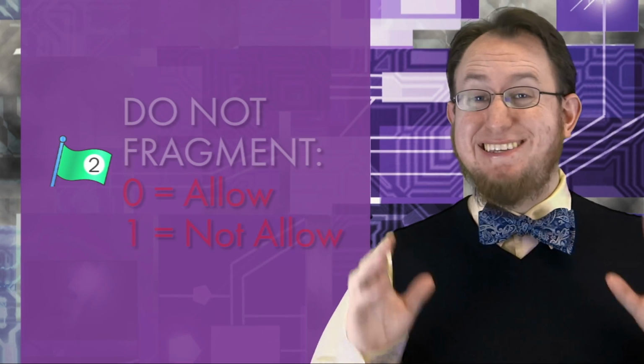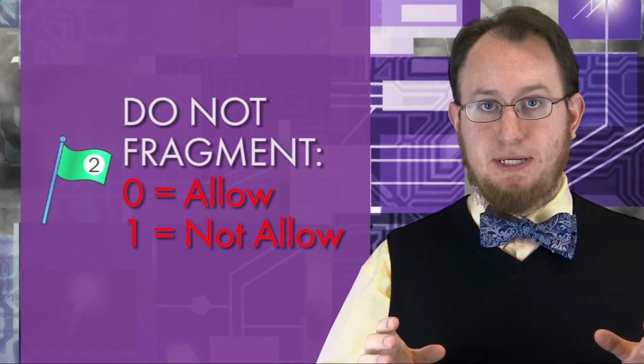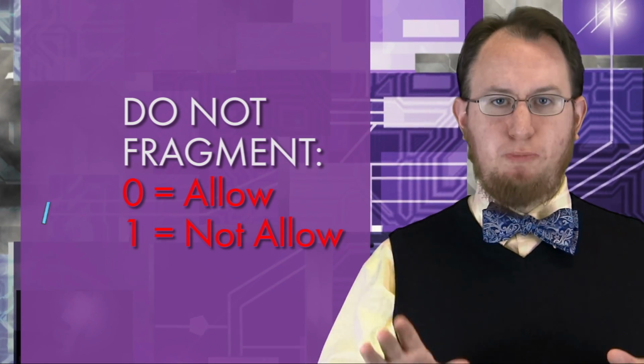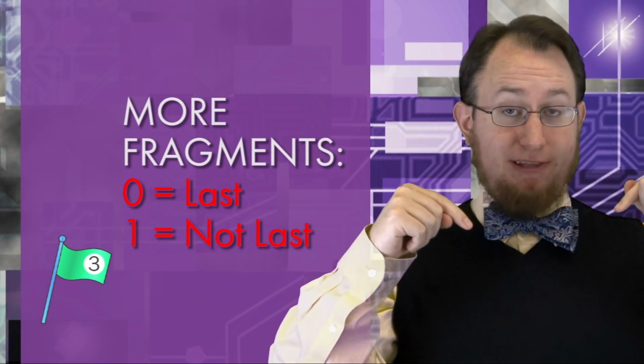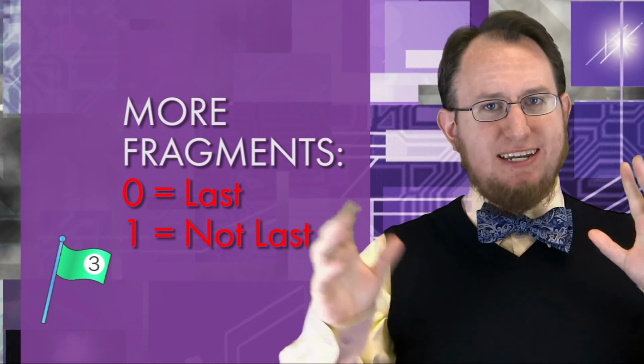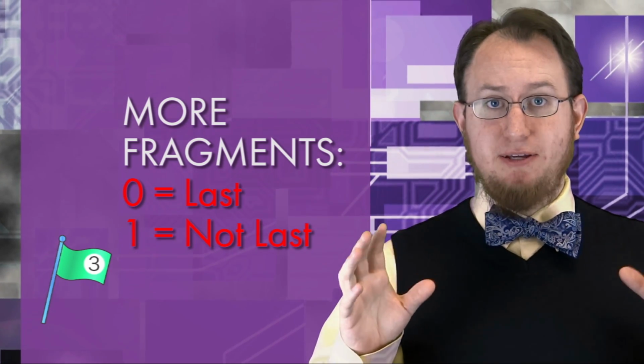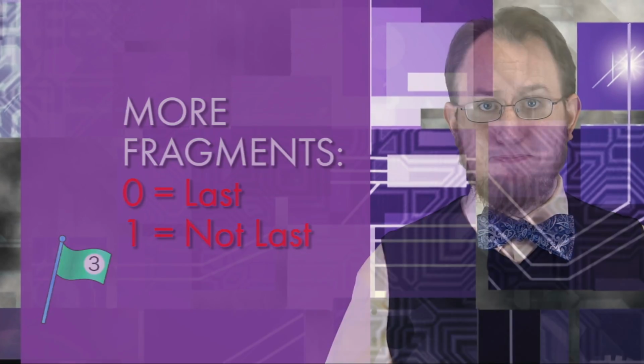The second flag is the don't fragment flag. It tells the routers that if they can't handle a packet this large, don't bother fragmenting it, just drop it on the floor. The third flag is the I'm a fragment flag. If it's set to yes, it tells the destination to be ready for other fragments of the original packet so that it can reconstitute them.